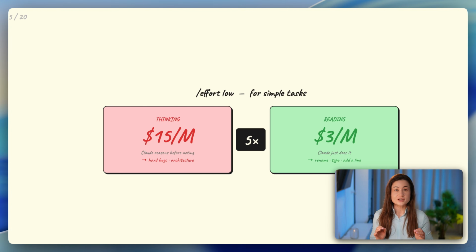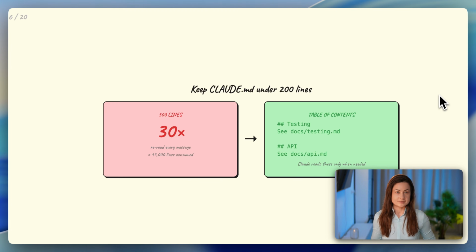6. Your CLAUDE.md loads into every single message, all the lines, so you must keep it under 200 lines. Use it like a table of contents. Point from your CLAUDE.md to other files, so Claude only loads them when it actually needs them.